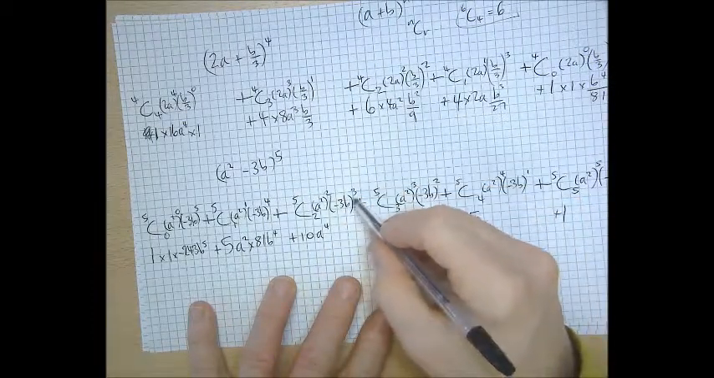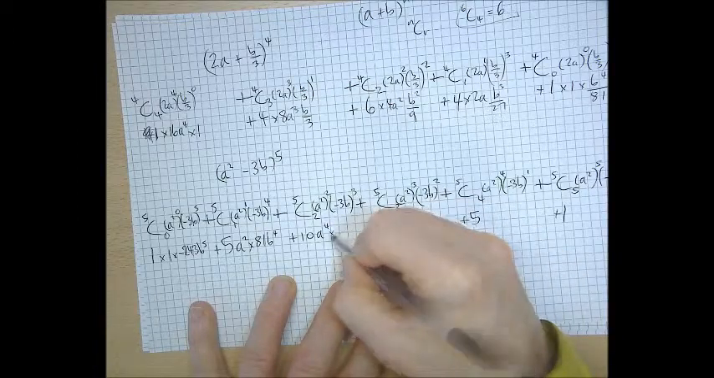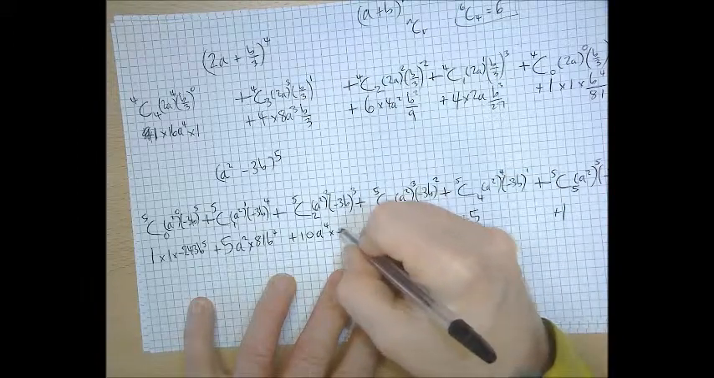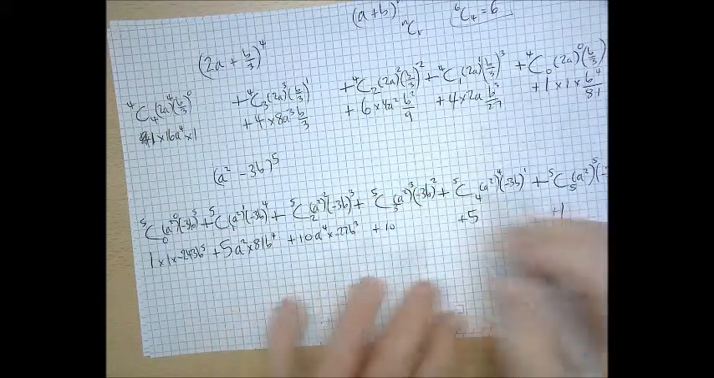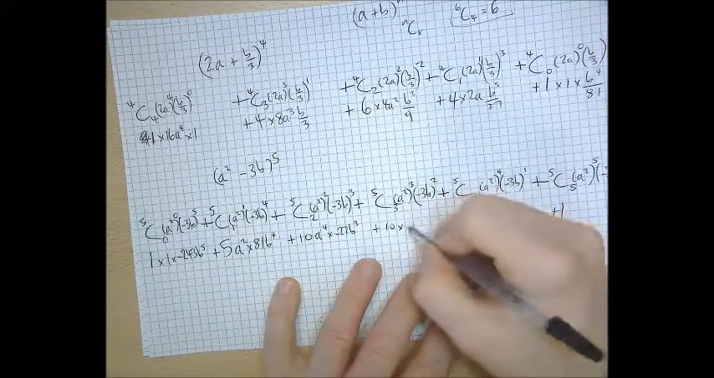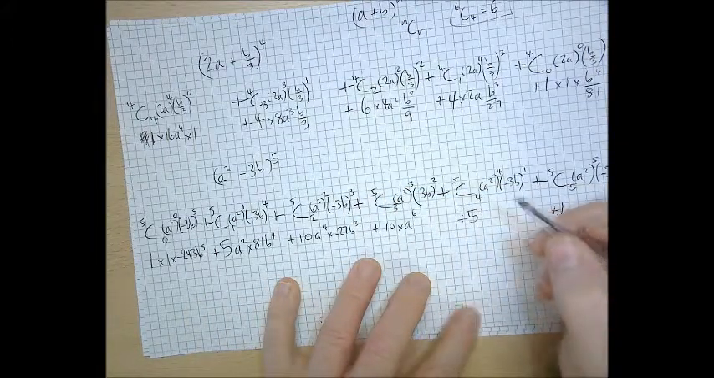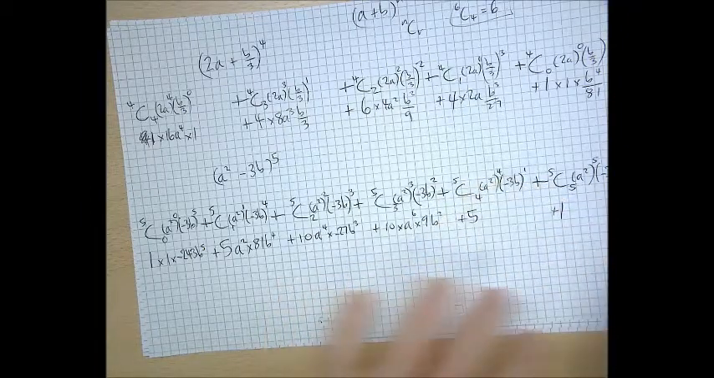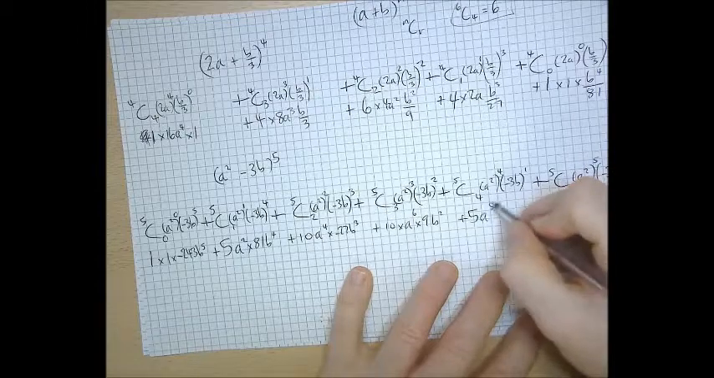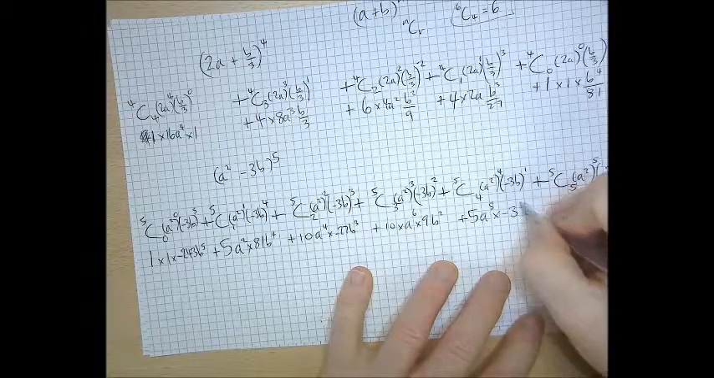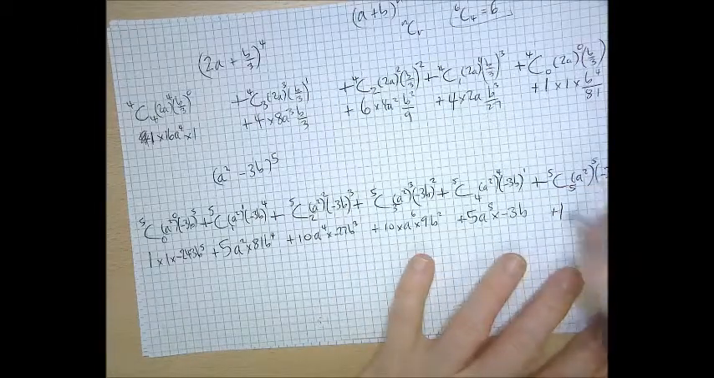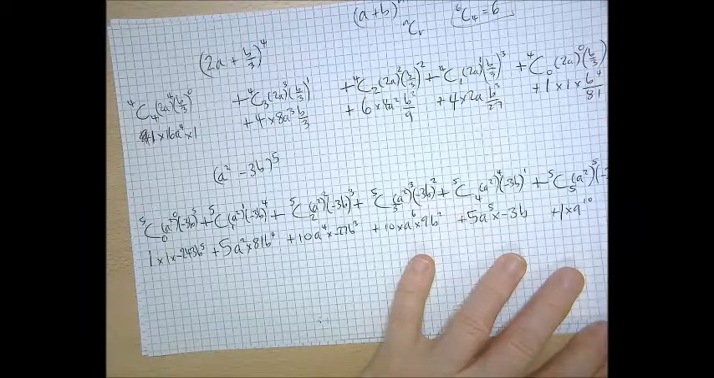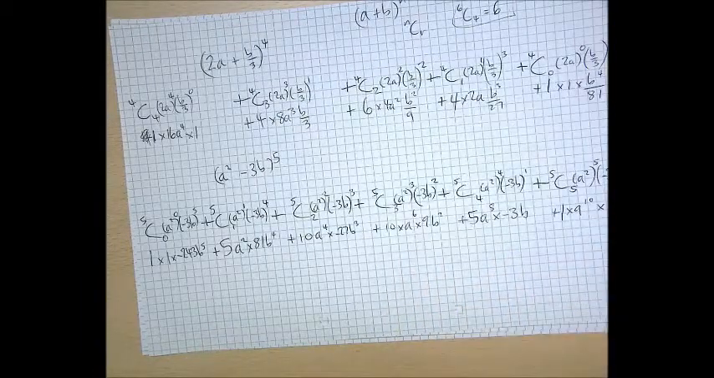That is a negative 27b cubed. That's an a to the power of 6. That's a positive 9b squared. That's an a to the power of 8. And that's a negative 3b. That's a to the power of 10. And that's a 1. Okay?